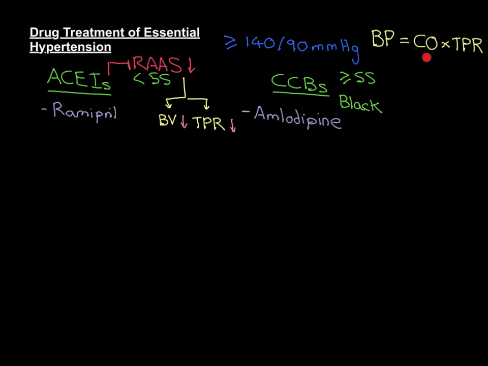And of course, this is going to fantastically influence blood pressure, because if blood volume comes down, that leads to cardiac output coming down. If total peripheral resistance comes down, this part of the equation comes down, and therefore both of these components are going to be reduced by giving an ACE inhibitor, and therefore blood pressure is going to come down.